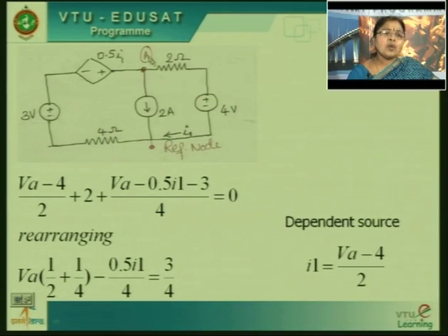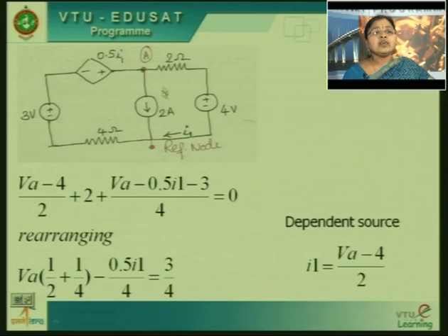Because we have only one node here, we will get only one equation. But in this equation, if you observe, VA is our independent variable, but I1, a new variable, has come into the picture. So, we need to replace this I1 with our independent variable VA. So, we need to know what is the relation.